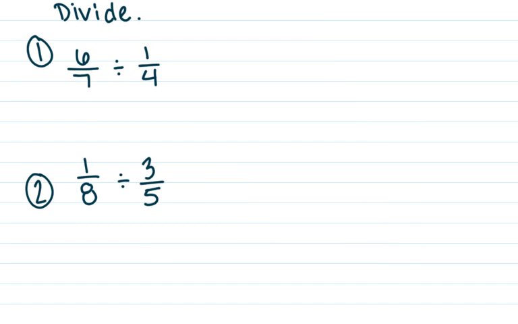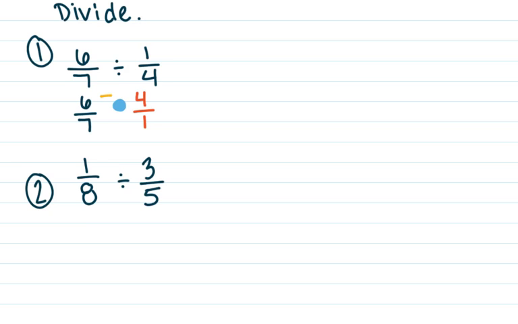Here are some practice problems. All right, again, step 1 is I'm changing this to a multiplication problem. My first fraction is fine the way it is. Remember, my whole process is I want to multiply by the reciprocal. The reciprocal is going to be of this second fraction right here, and so I am going to multiply not by 1/4, but 4/1, that reciprocal.